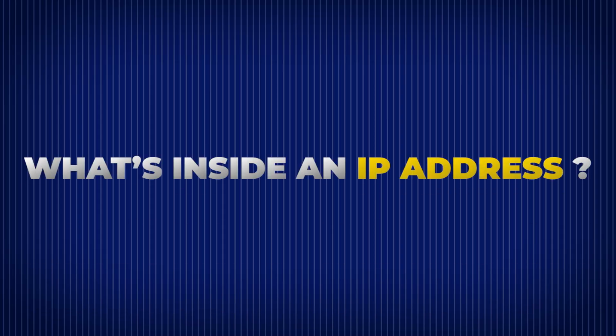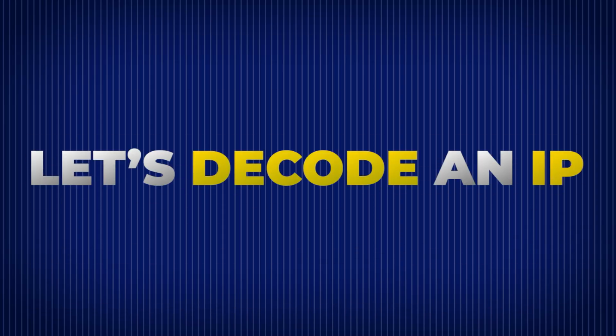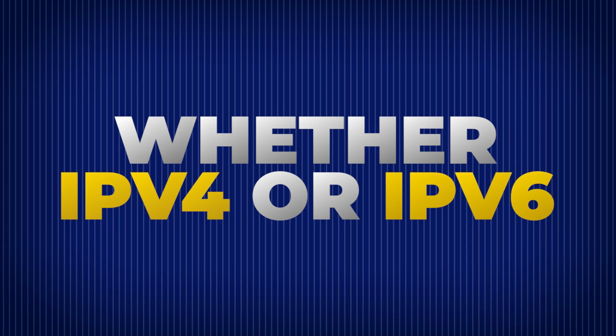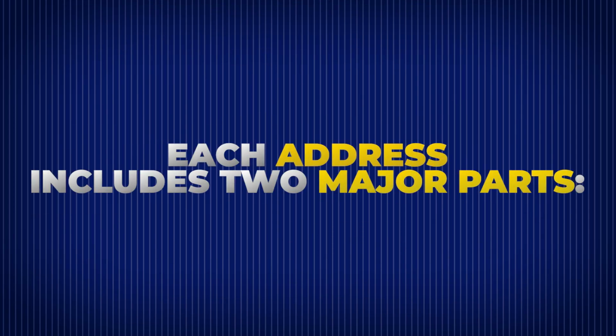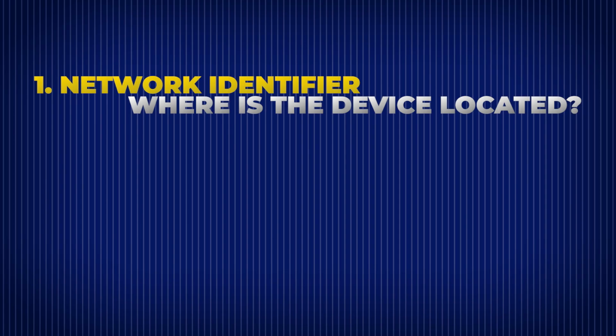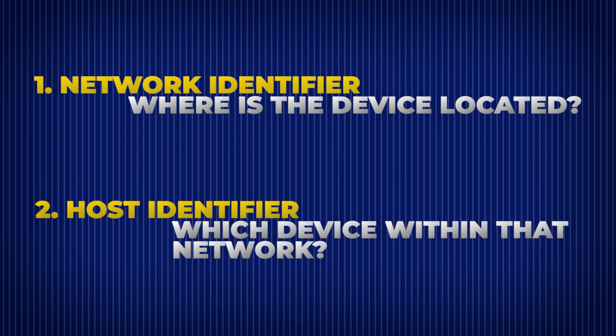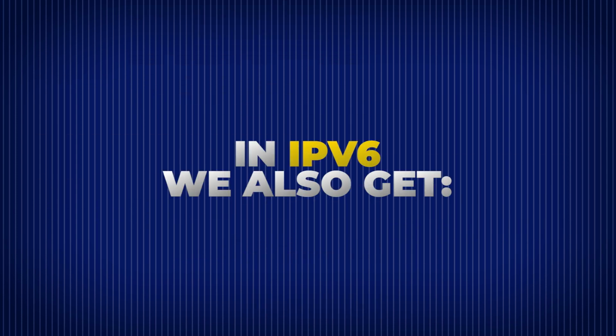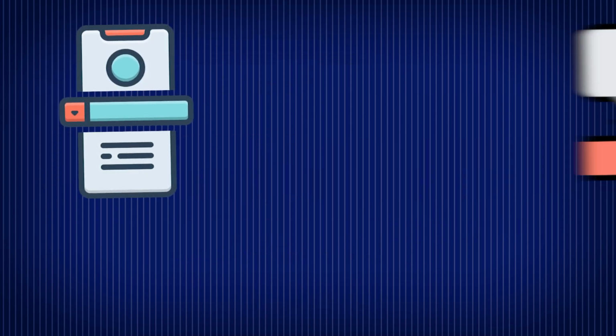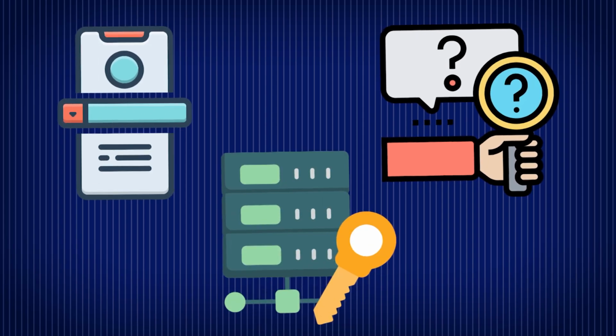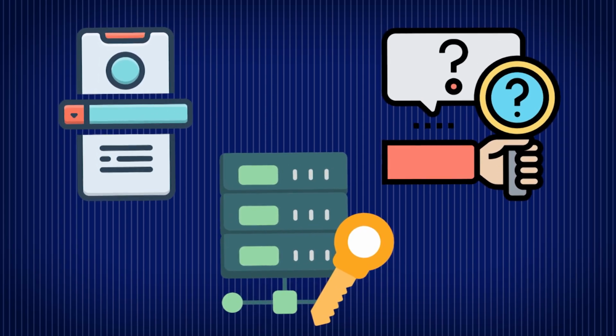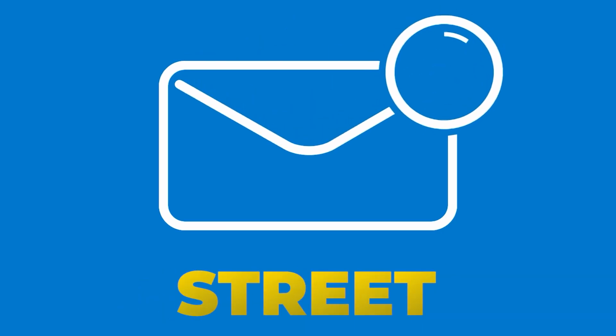What's inside an IP address? Let's decode an IP. Whether IPv4 or IPv6, each address includes 2 major parts. Network identifier, where is the device located? Host identifier, which device within that network? In IPv6, we also get prefixes, interface IDs, scopes, for limiting which devices can talk. It's like a detailed mailing address: country, city, street, house number.